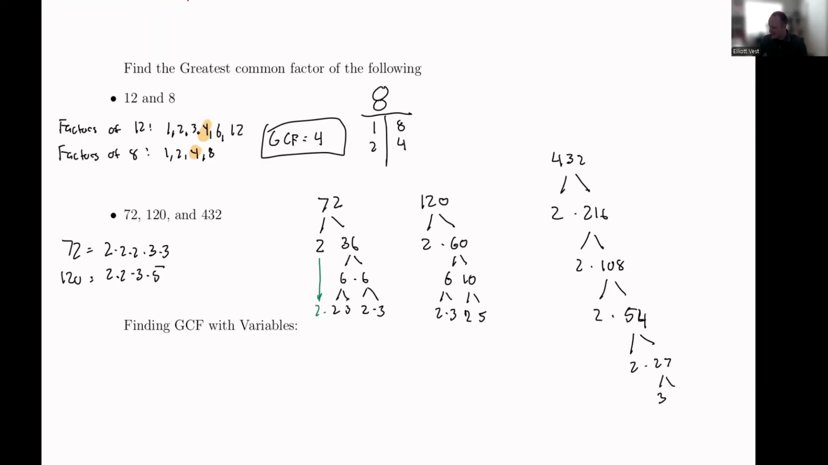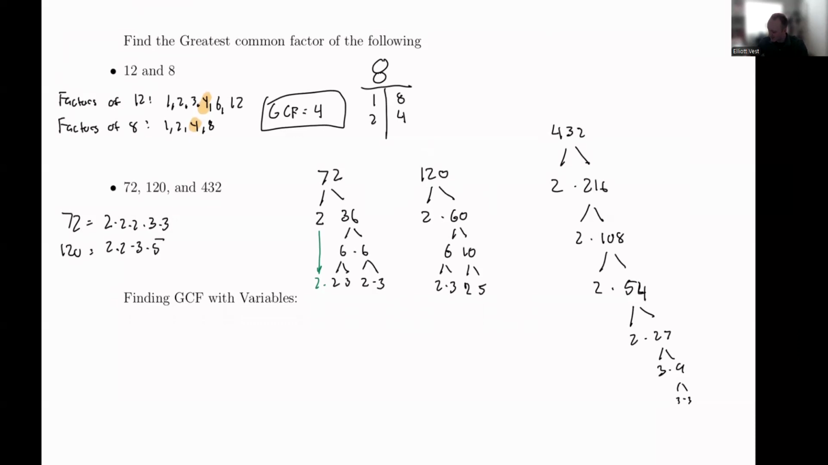This is 3 times 9 and 3 times 3. Okay, well, sometimes that happens, right? What do we have? We have a 2, another 2, another 2, another 2, and a 3 here. So 2 times 2 times 2 times 2 times 3 times 3. So 432.